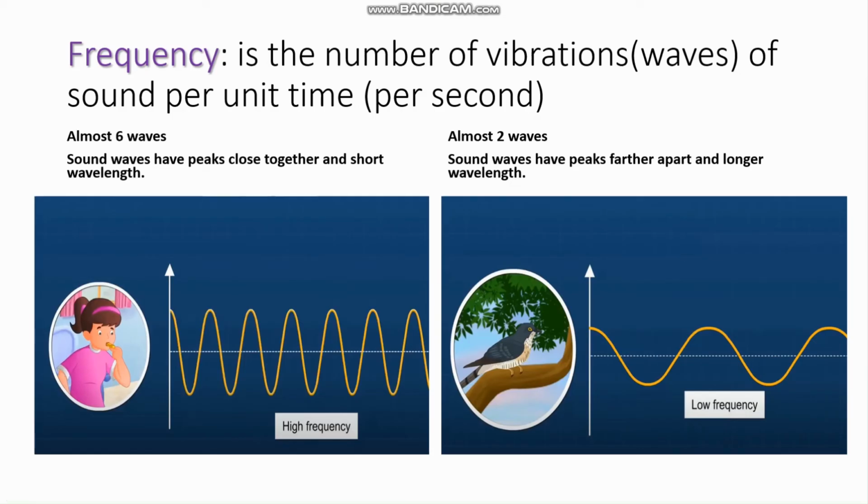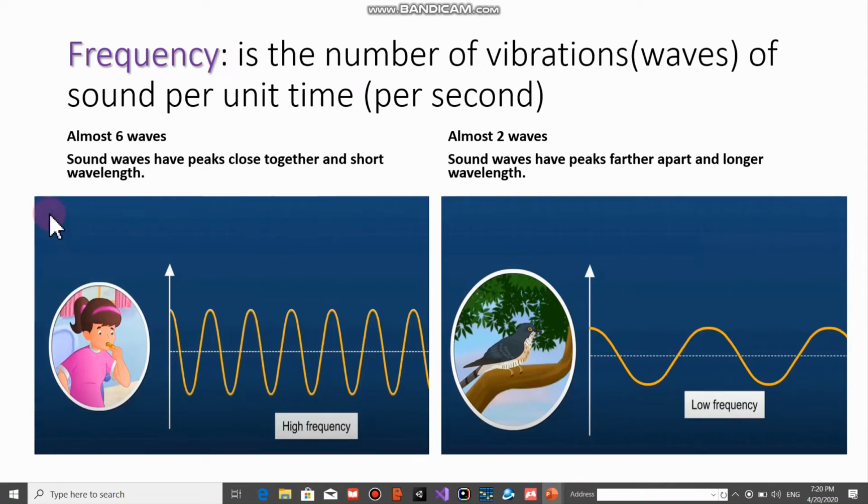Second one, frequency, is the number of vibrations or waves of sound per unit time, and all the time we use second. So if you can observe these pictures, here if you count the waves, 1, 2, 3, 4, 5, 6, so almost 6 waves. We call that high frequency. So if you observe, here sound waves have peaks close together, and we call that short wavelength. So this is high frequency.